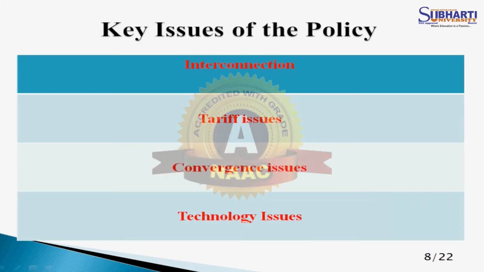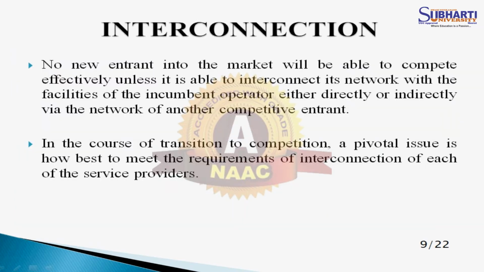If you look at the key issues of the policy, they are interconnection, tariff issues, convergence issues and technology issues. Apart from these, there are some more small issues that we will discuss later on. If we talk about interconnection, prior to NTP 99, direct interconnection among service providers was not a policy. Instead, 2 networks had to be connected via the incumbent operator, that is the Department of Telecommunication, now known as DOT or DTS. This was combined with certain charges for interconnection that are in several instances above cost-based interconnection charges.